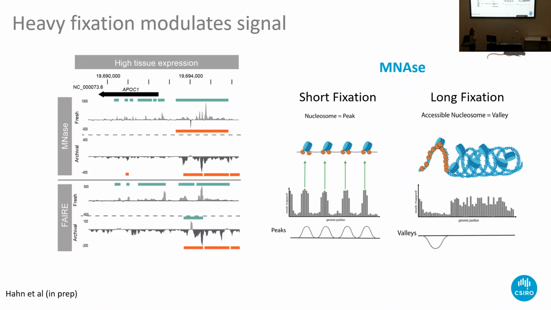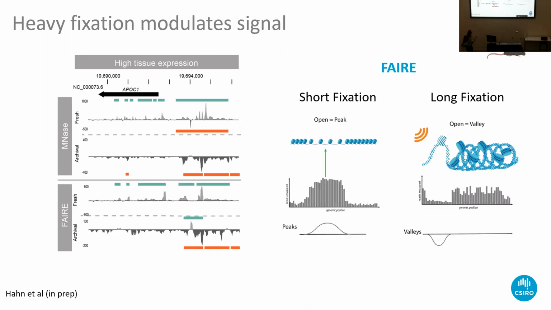And so what it's doing is digesting those most open regions, leaving you with a valley where you would normally have seen a peak. You're seeing that mirror image here. In the FAIRE assay, it's a different process that I think is degrading the sample and causing depletion, but it leaves a similar kind of signal.